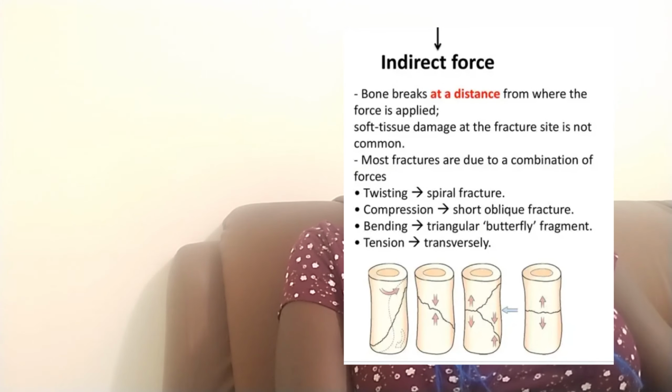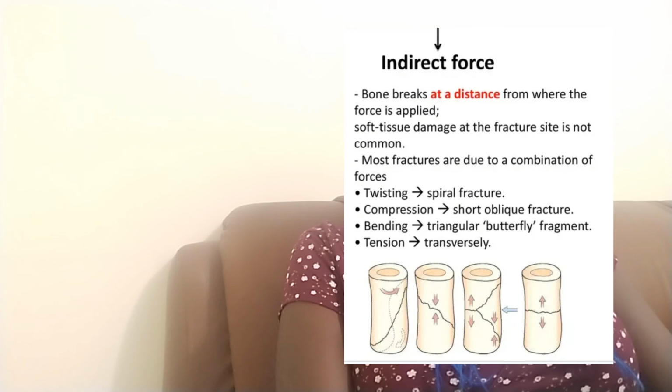Indirect is where the fracture doesn't occur at the area where the force is applied, but in a different area. There are forces involved that cause this indirect injury, and because of these forces, different kinds of fractures come up. For example, we have a twisting force. A twisting force causes a spiral fracture.